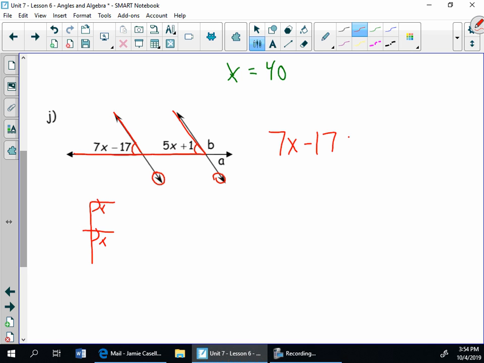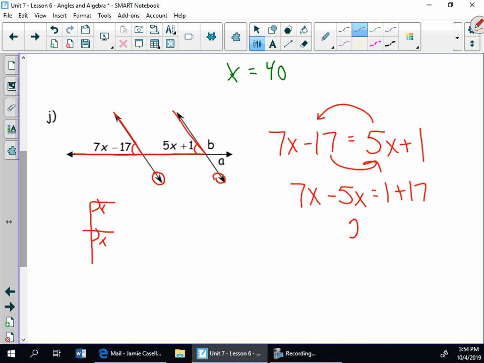In other words, 7x minus 17 is equal to 5x plus 1. That's something I can solve. I bring the 5x to the left to make it a minus. I'm going to leave the 1 where it is and bring the 17 over to join it. I'll get 2x is 18. x must be 9.